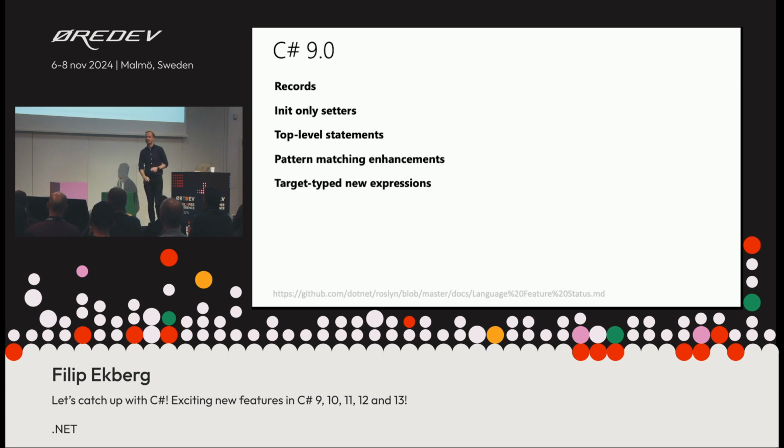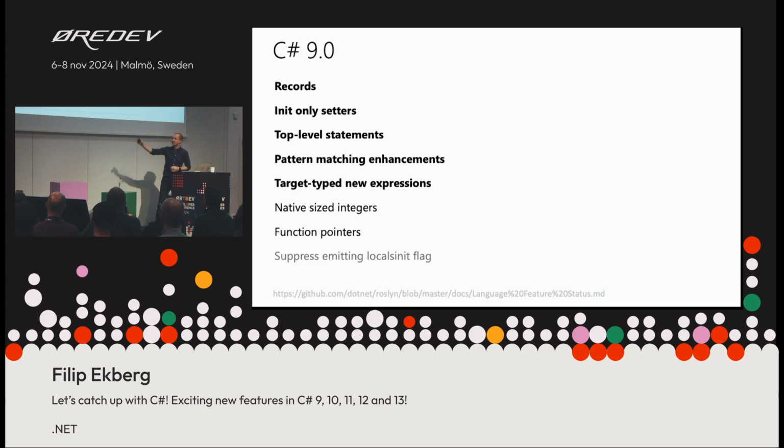There's target type new expressions, and some other things. Just wait with that. Target type new expressions is one of the features that will require you to jump on a new version of .NET. Some of the language features require runtime functionality to work, and this is one of them that requires that. And some of them are syntactic sugar that just compiles down to supported IL.